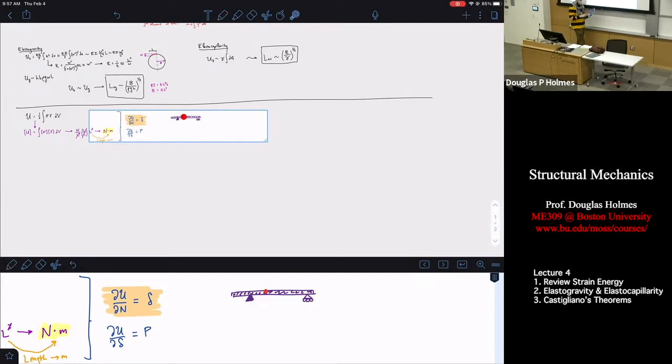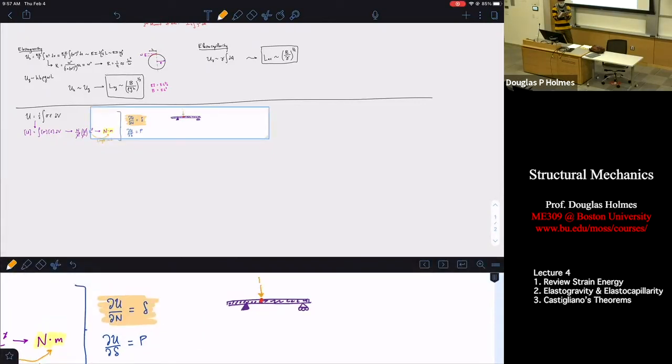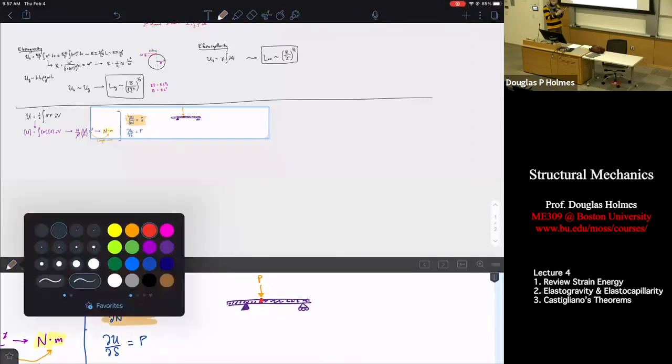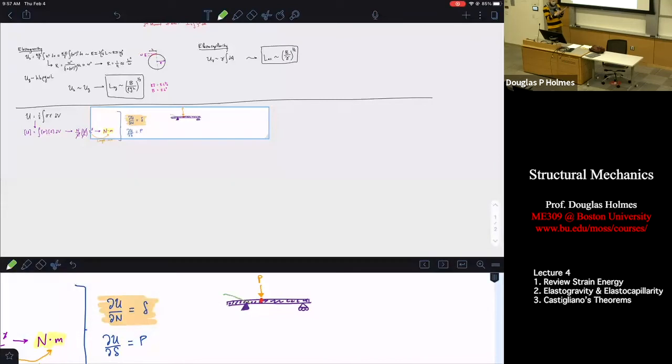of that red dot is, all I have to do is write down the strain energy and then take the derivative of that strain energy with respect to whatever force is being applied at that point in that direction. So that means if I want to know the deflection here in the vertical direction at that red point, I just need to take the derivative of my strain energy with respect to the force that's being applied there, and I'll calculate my deflection at that point.